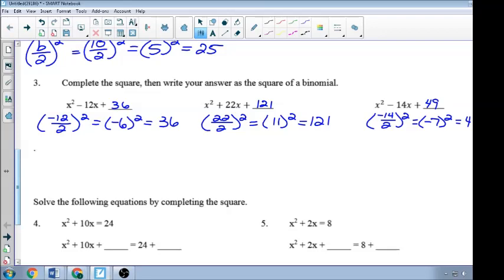And there are your answers to the next 2 examples. Make sure you check your work against mine to see if you got it right. If you have any issues with that, make sure you bring them to me tomorrow.